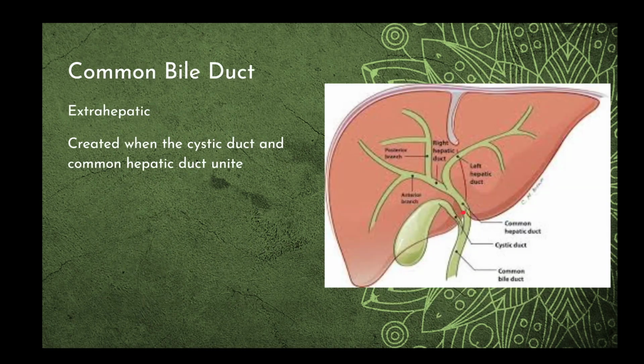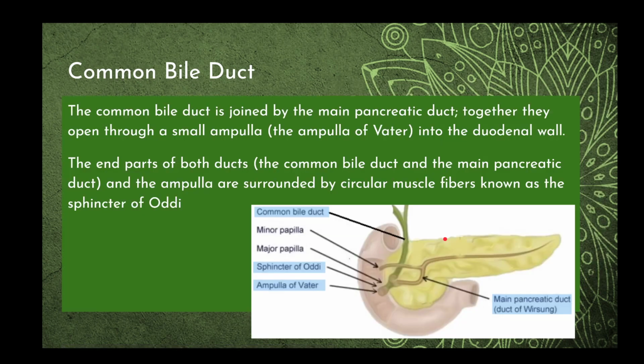So now our cystic duct and our common hepatic duct have joined together. We're now outside of the liver. We're extrahepatic. We have created the common bile duct. Now the common bile duct gets a little fancy at the distal portion of it. So remember, we create it by joining the cystic and the common hepatic duct. Those join together to create the common bile duct.